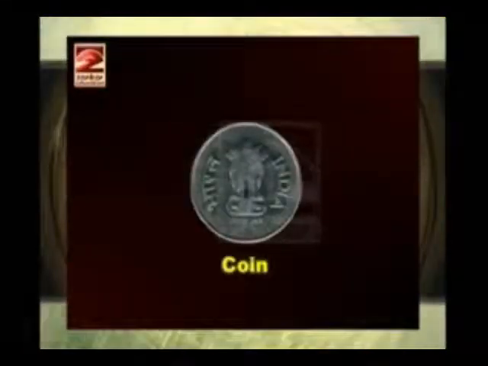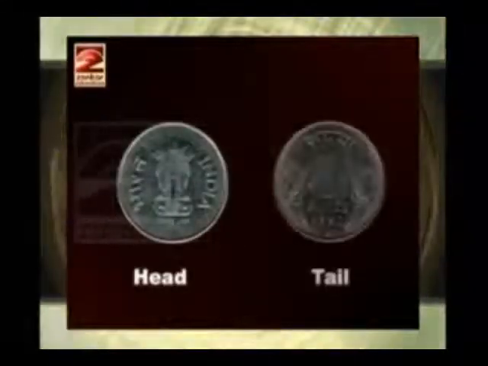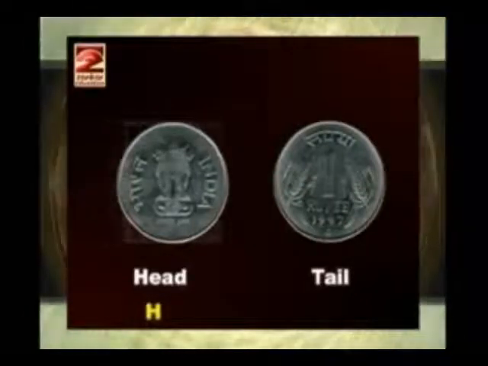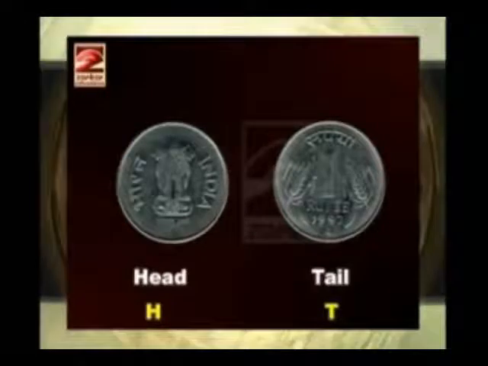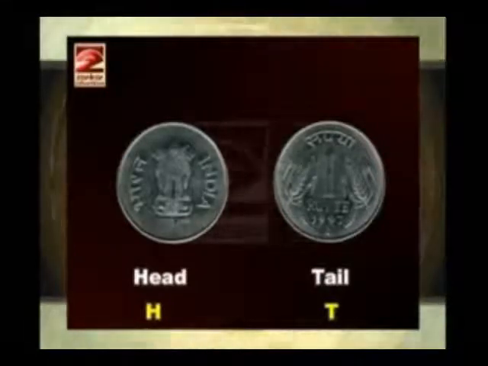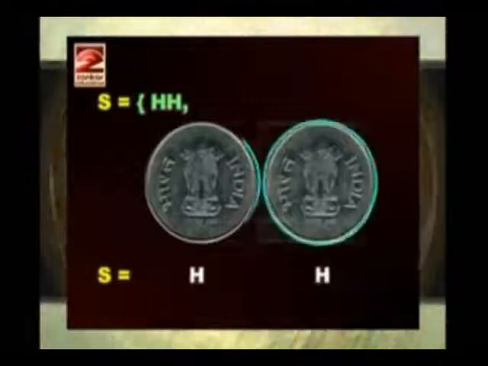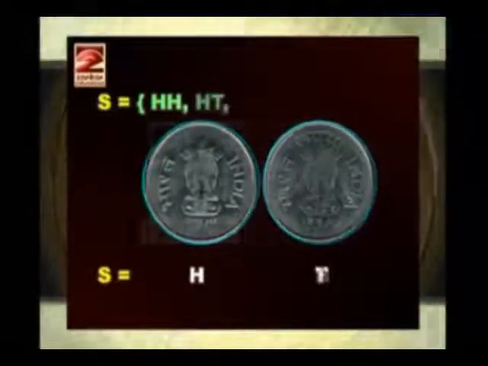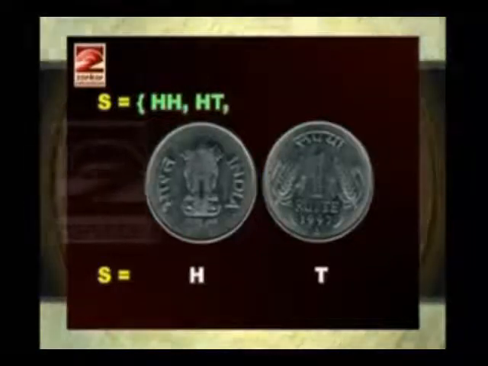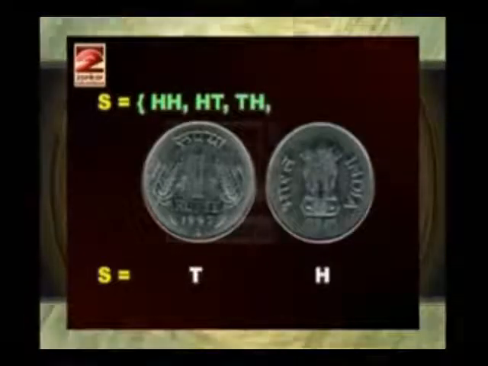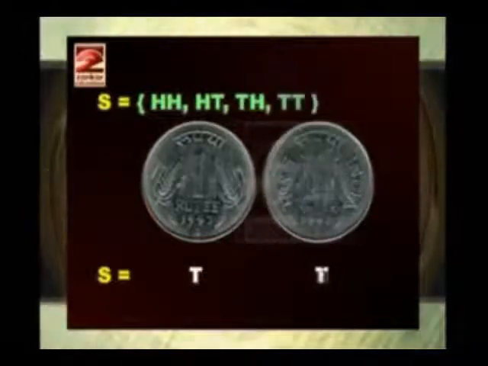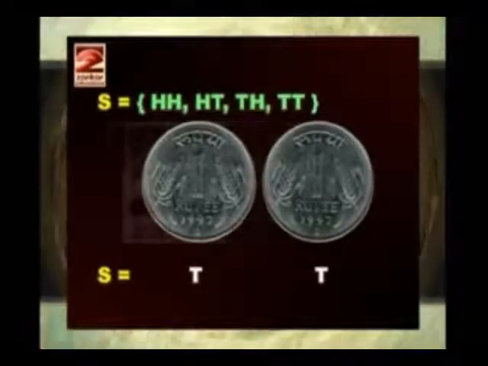Now the other device which we are going to use is a coin. A coin is having 2 surfaces, one is head and another is tail. Head is denoted as H and tail as T. So when a coin is tossed, the sample space S = {H, T}. When 2 coins are tossed, the sample space S = {HH, HT, TH, TT}. HH means both of them are having head. HT, one is having head, second one tail. TH, first one with tail and second one with head. And TT, both of them are having tail.